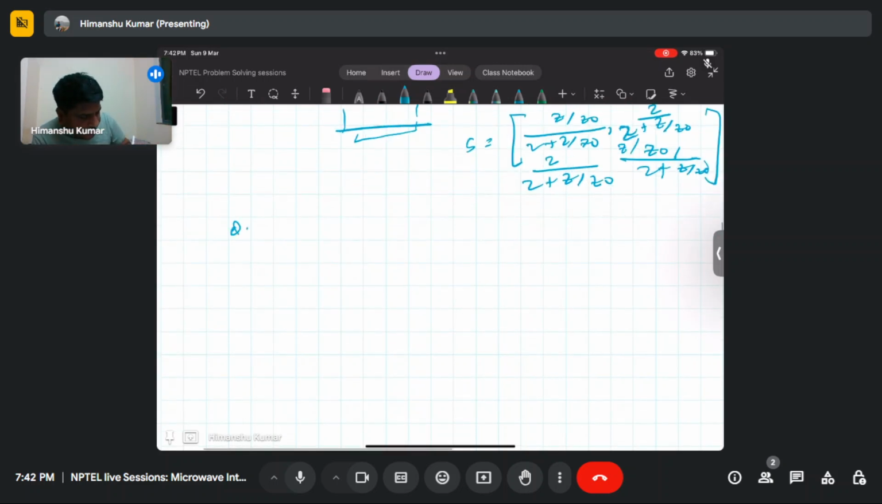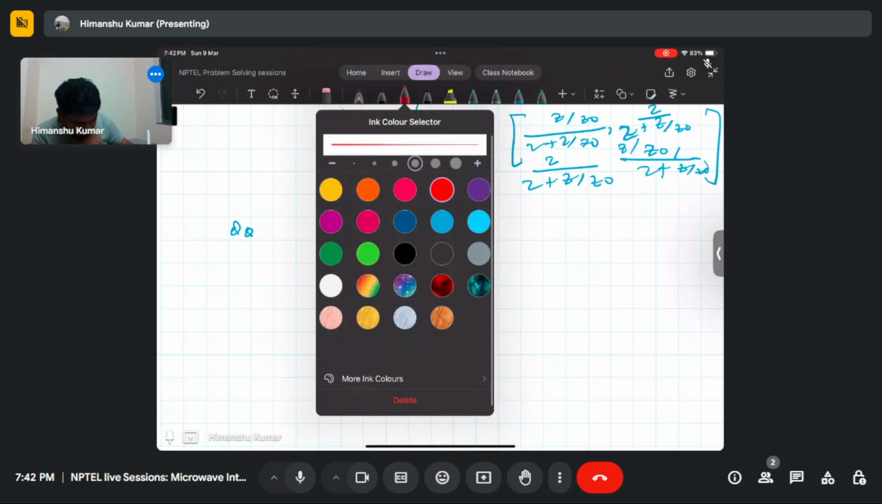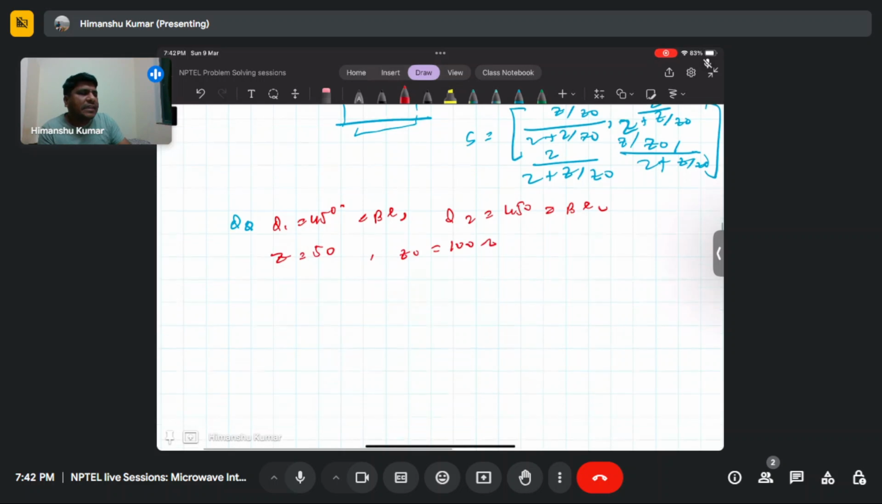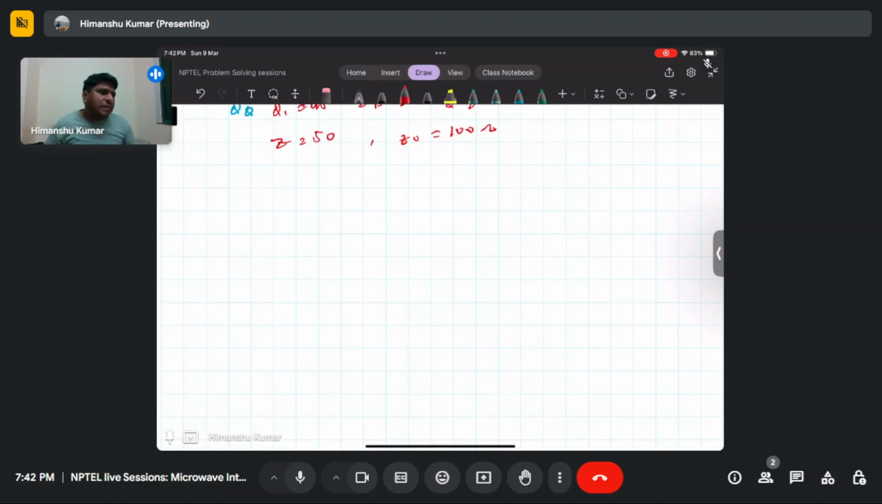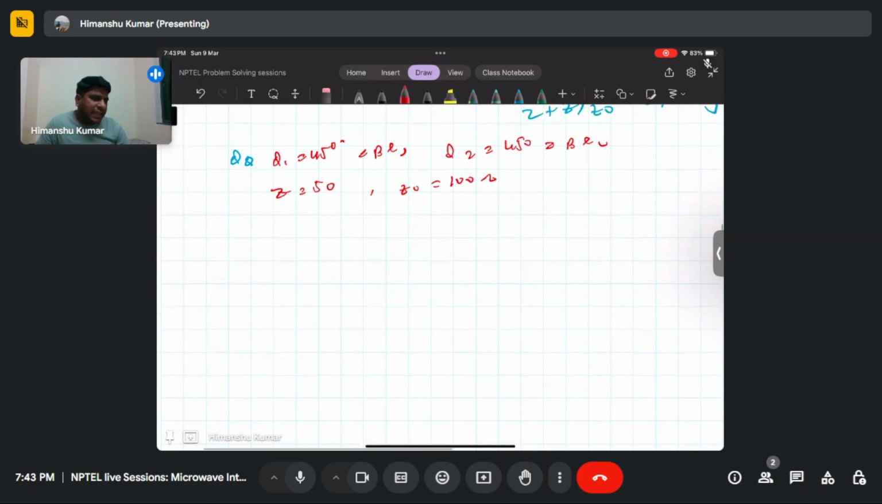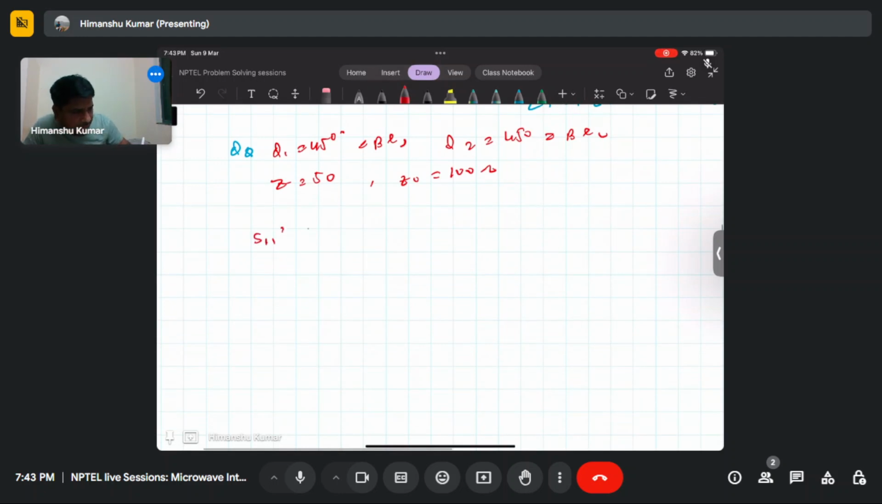So we know the value of the parameters. Theta 1 is equal to 45 degrees, which is equal to beta L1. Theta 2 is also equal to 45 degrees, which is equal to beta L2, and Z is given as 50 ohm, Z naught is given as 100 ohm. Then if we know the S parameter, we can write the S11 prime, S12 prime, S21 prime, S22 prime.